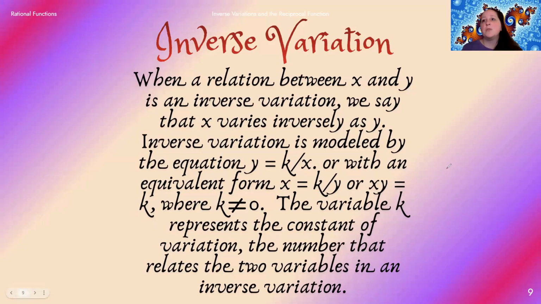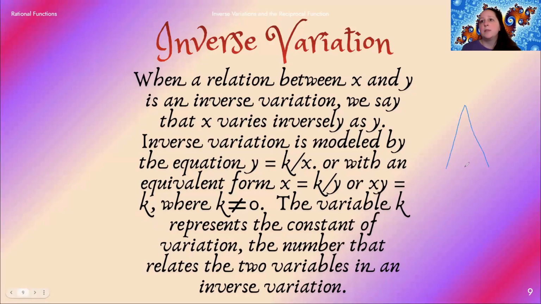Okay, so we can also see this with a triangle. So you can use a triangle format to do this. Okay, and I split the triangle into 3 sections. Okay. So I can see that x varies inversely as y. Okay. So here's my constant of variation. So x times y is going to give me k, or k divided by x is going to give me y, or k divided by y is going to give me x.